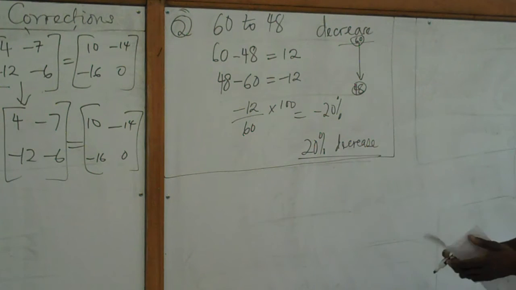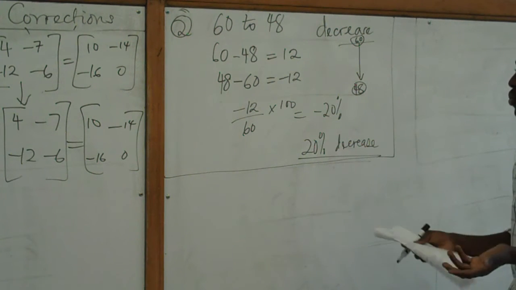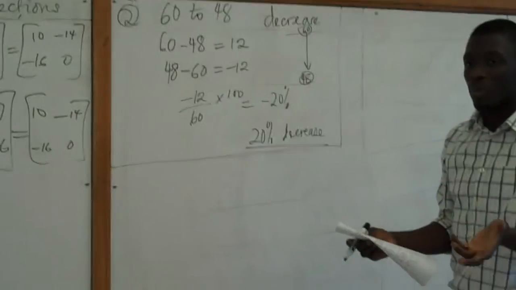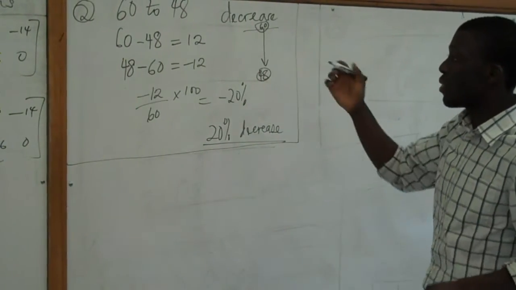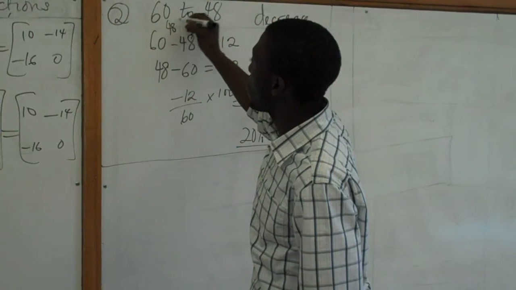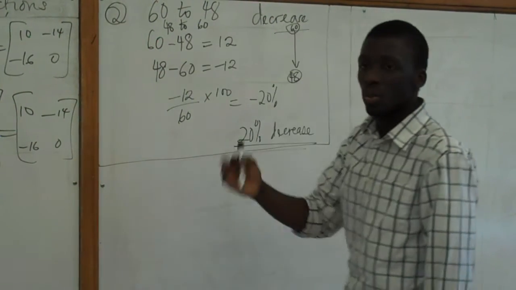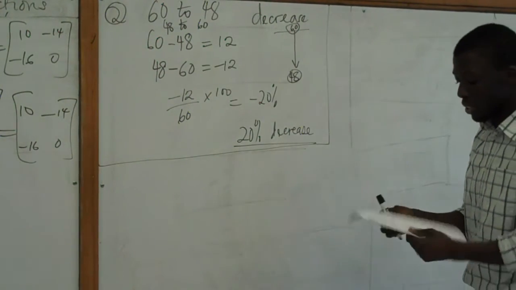And of course, if you choose to do 12 over 60 times 100, you get 20%, but it's still not a 20% increase. That would be different if I told you to find the change from 48 to 60. Then you would tell me it's a positive change, an increase.